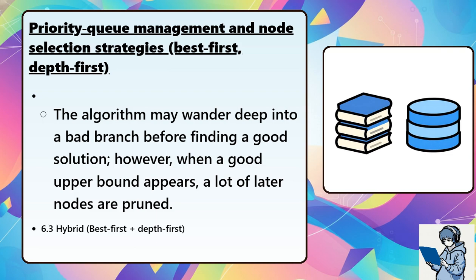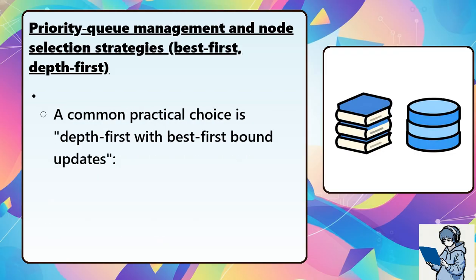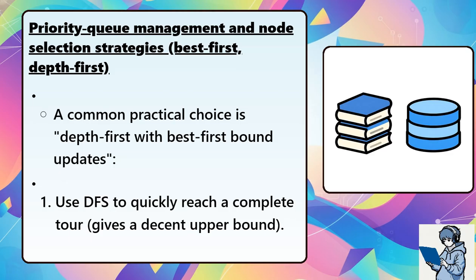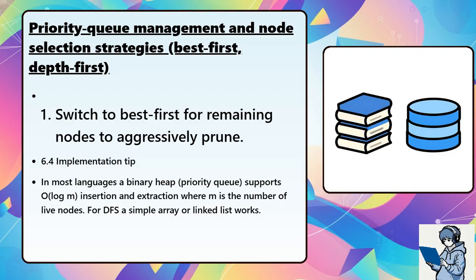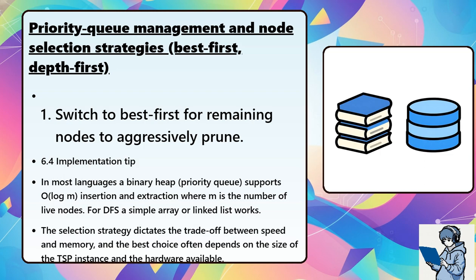6.3 Hybrid, best first plus depth first. A common practical choice is depth first with best first bound updates. 1. Use DFS to quickly reach a complete tour, which gives a decent upper bound. 2. Switch to best first for remaining nodes to aggressively prune. 6.4 Implementation tip. In most languages, a binary heap priority queue supports O of log m insertion and extraction, where m is the number of live nodes. For DFS, a simple array or linked list works. The selection strategy dictates the trade-off between speed and memory, and the best choice often depends on the size of the TSP instance and the hardware available.